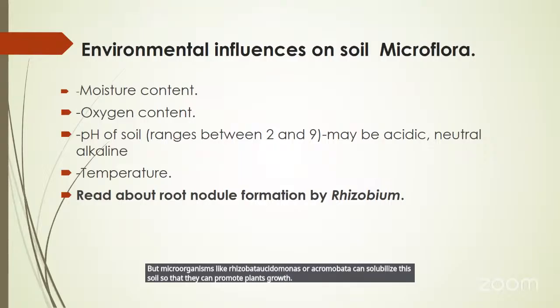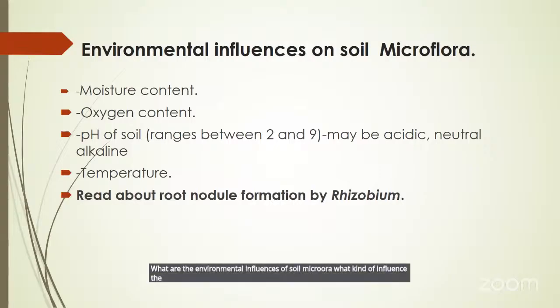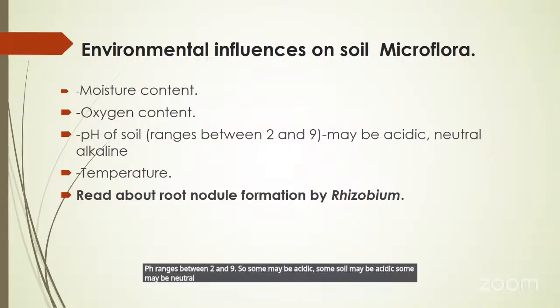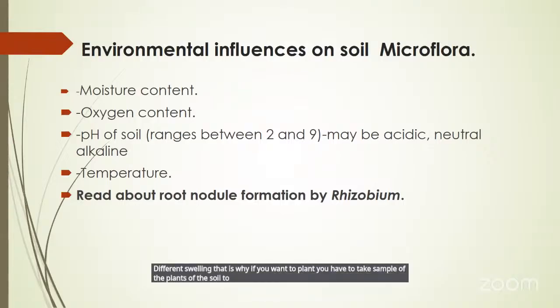What are the environmental influences of soil microflora? What can influence the activity or the population of microorganisms in soil? Moisture, oxygen, pH of soil. pH ranges between 2 and 9. So some soil may be acidic, some may be neutral, and some may be alkaline. Different soils have different pH. That is why if you want to plant, you have to take a sample of the soil, to know if whatever you want to plant will grow.